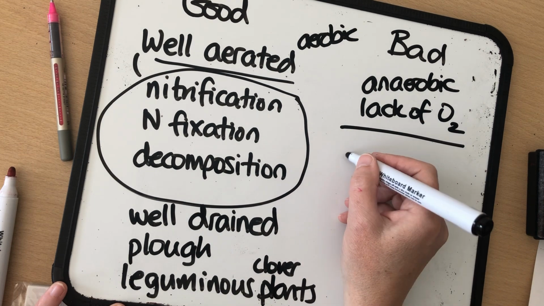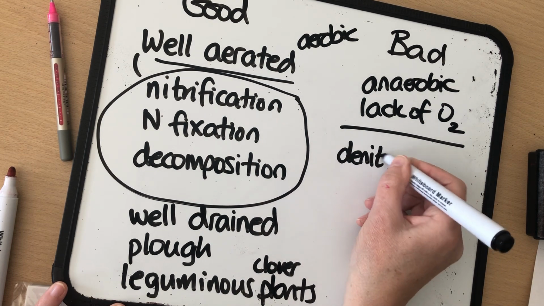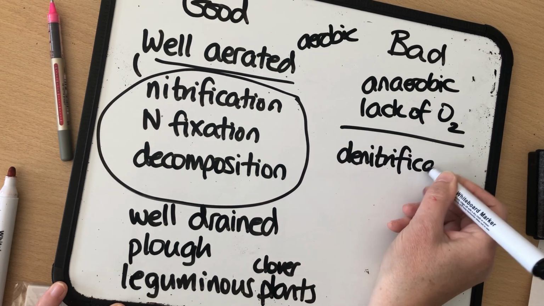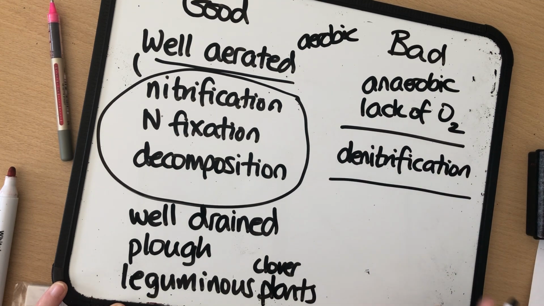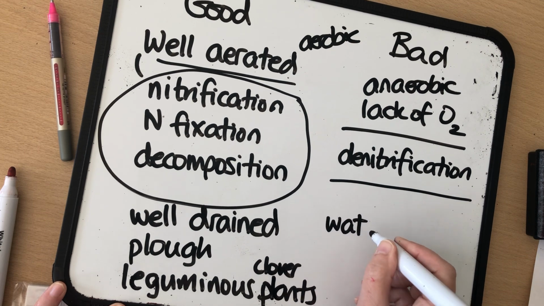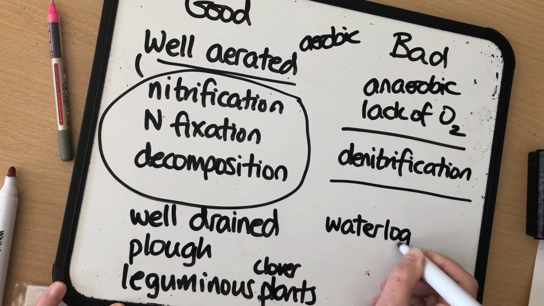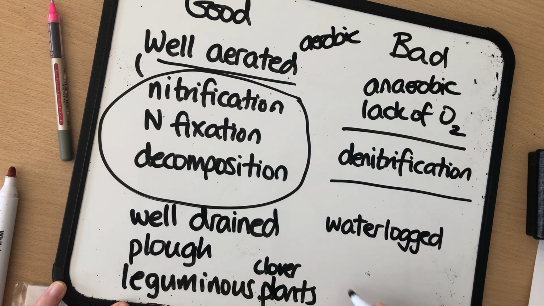What it allows to happen is denitrification, breaking down the nitrates and releasing nitrogen gas, which is useless. So it's really the opposite here. Soil that's easily waterlogged or soil that's compacted.